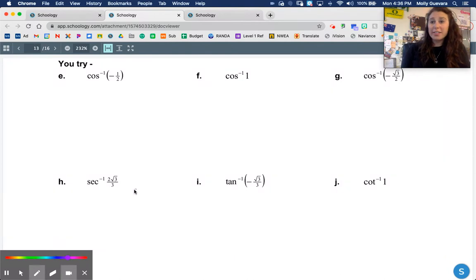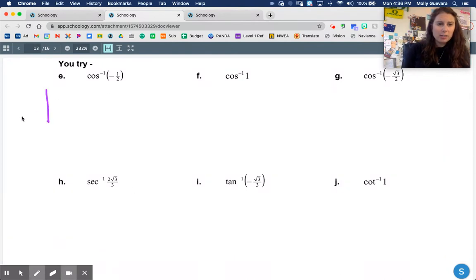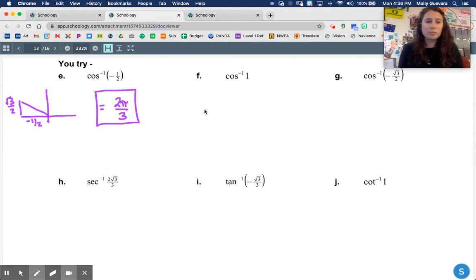All right, so let's review these before we go over our tangents. Here I have cosine inverse of negative 1/2, right? So I want my x value to be negative 1/2. That tells me that my y value is going to be square root 3 over 2, which again, if we know the unit circle, hopefully, cross our fingers, that leads us to 2 pi over 3. So that is my angle.